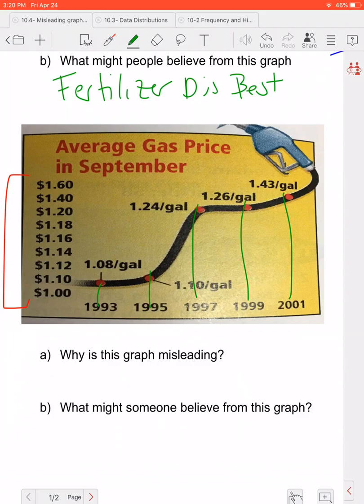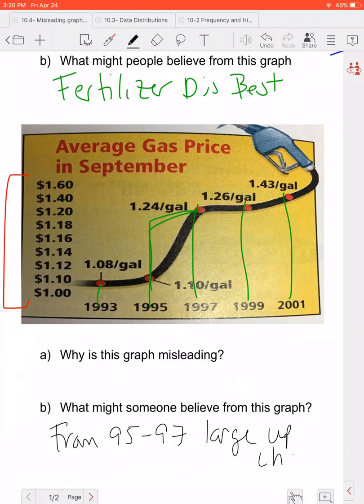So what might someone believe from this graph? It might be that we have a very large jump here from 1995 to 1997. What's going on? Why did gas jump that much? So what I might believe from this graph is from 95 to 97, we had a large upcharge, or a large amount of gas prices going up.